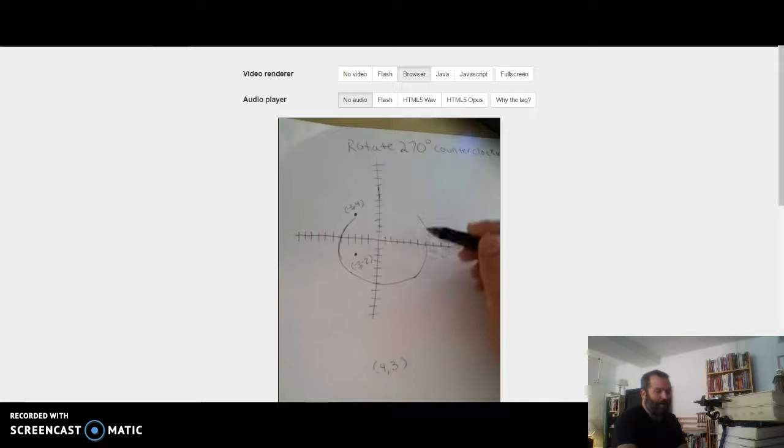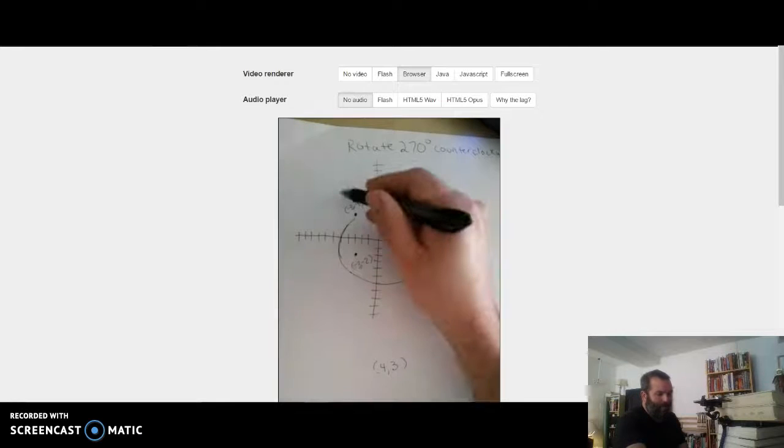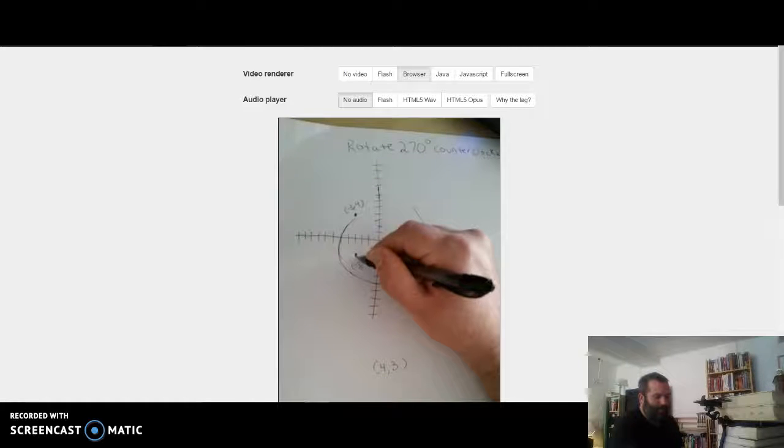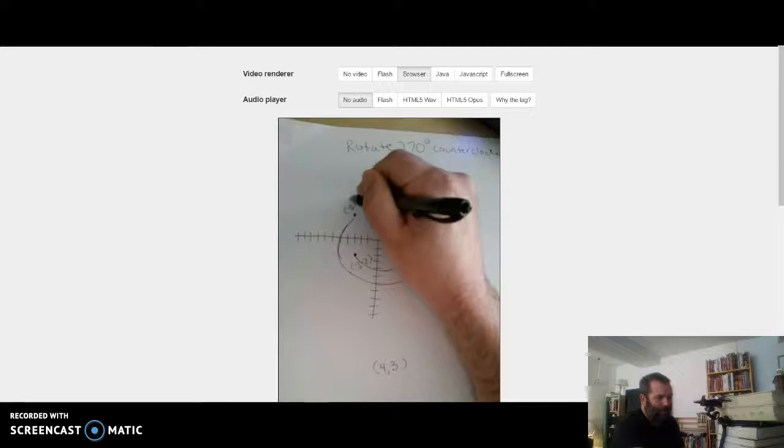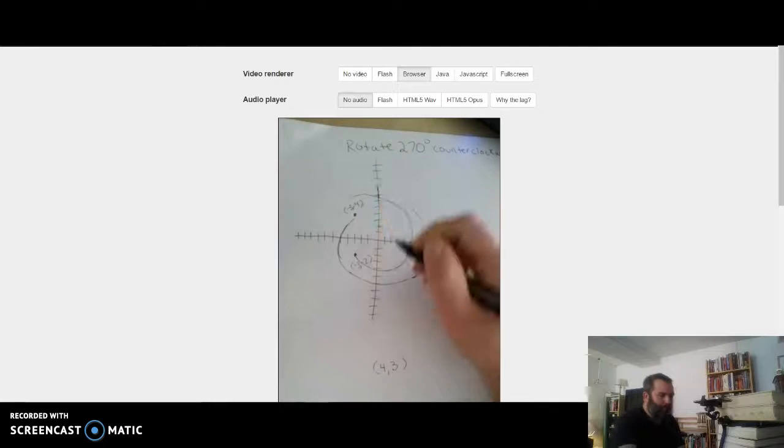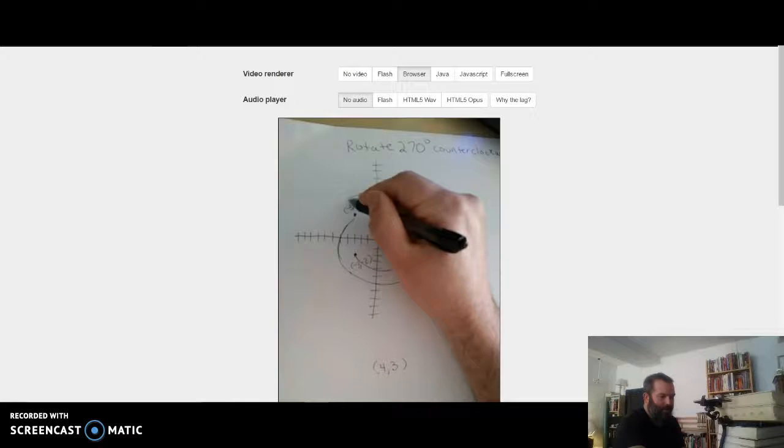270 degrees counterclockwise. Again, if I move it from here to this quadrant, that's a 90 degree rotation. If I move it from this quadrant to this quadrant, that's another 90 degrees. So from here all the way to this quadrant is 90 plus 90. That's a 180 degree rotation. And if I go from that quadrant to this quadrant, we finally have our 270 degree rotation. So a 270 degree rotation is going to be here, that quadrant, that quadrant, that quadrant. That's counterclockwise. So if you're doing a 270 degree rotation, you're going 3 quadrants.